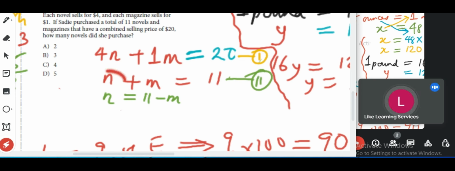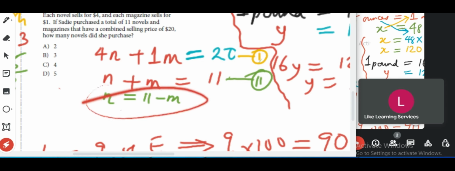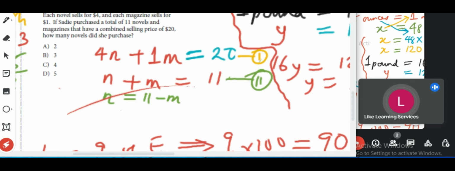Are you sure you understood what I wrote? We'll soon round off on this. n plus m is 11, so n alone will be 11. If plus m crosses over, it becomes minus m, is it not? N is equal to what? Read out what I'm circling. n is equal to 11 minus m. If you like, you can call it equation 3.